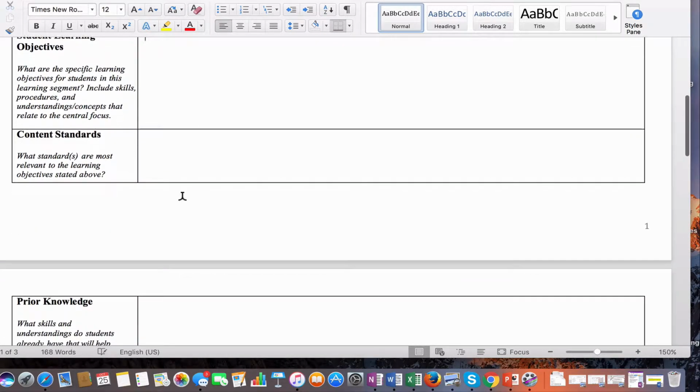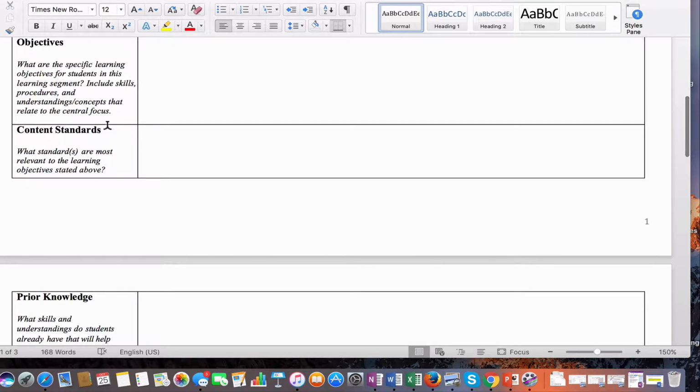Now, your content standards. These are going to be standards that, when you imagine what your learning segment is going to have in it, you're going to hit.